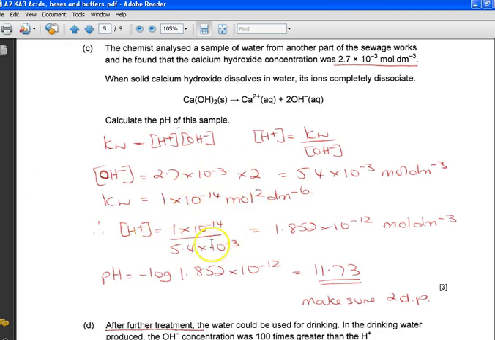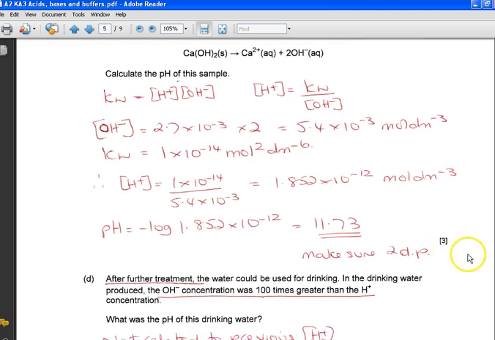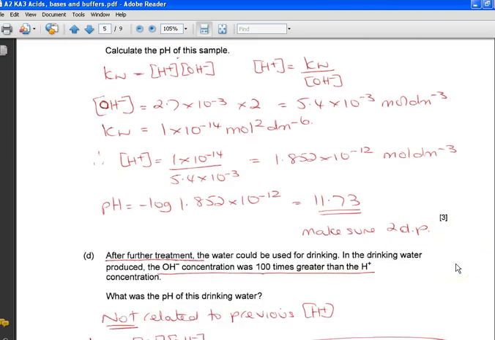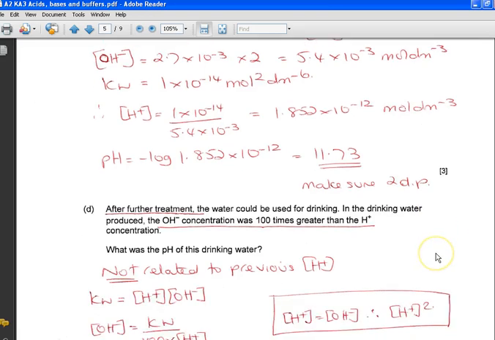Okay, so rearrange the equation for H+ and work it out, because KW is a constant, which you must know. So now we've got our concentration of OH minus, then we can find out our pH. Once we've got the concentration of H+, that gives us our pH. So again, make sure that you've recorded that to 2 decimal places. You lose a mark if you only record it to 1 decimal place.